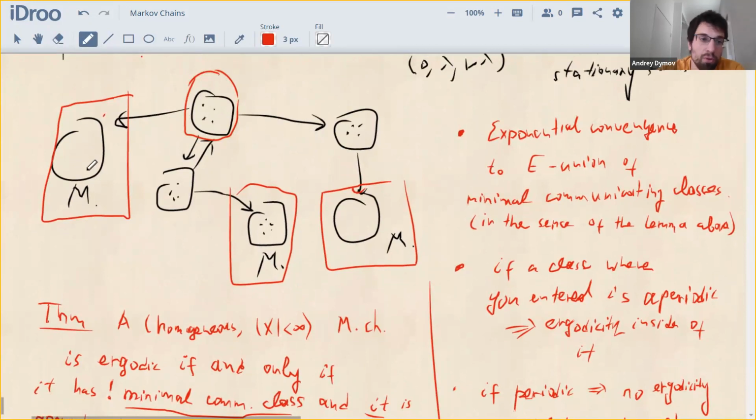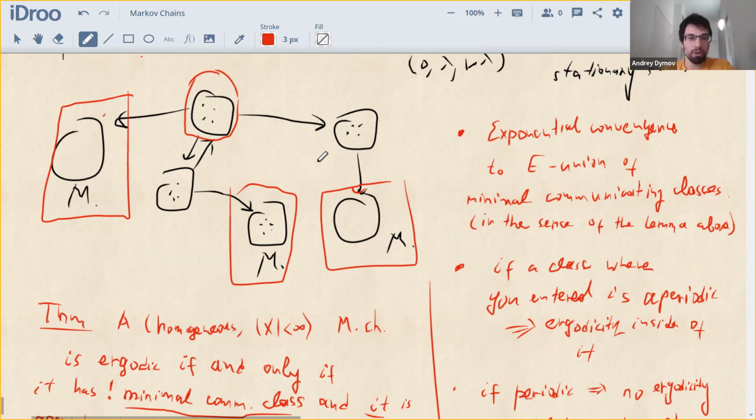You arrive to one of the irreducible, or you arrive to one of the minimal communicating classes. If it is unique, then perfect. You arrive there for sure. You arrive to this class exponentially fast, and then you start to live there. If this class is aperiodic, then you have ergodicity. Then you converge to the unique stationary measure.